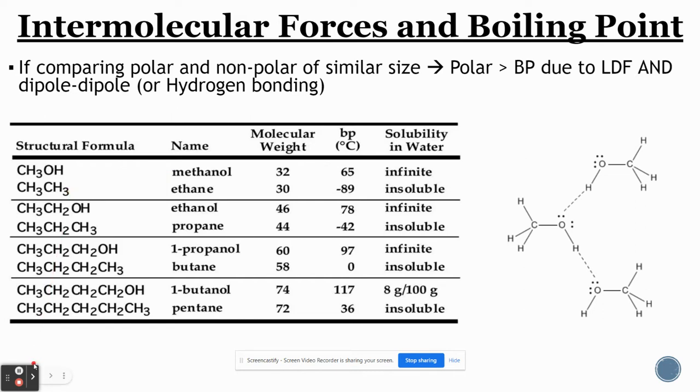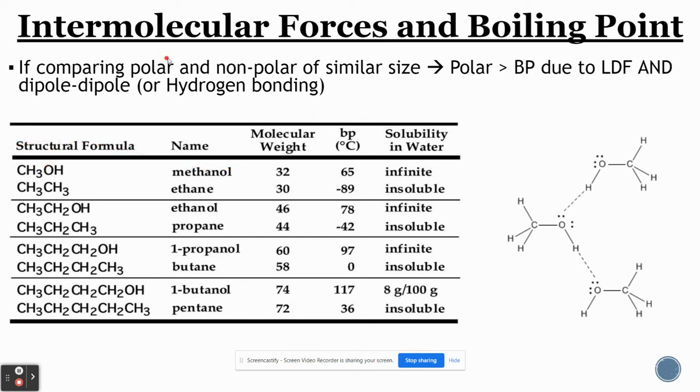Now, let's do a more decent comparison to see the power of dipole-dipole and hydrogen bonding. So here I have pentane, only CHs, so non-polar, only LDF. Look at its size, 72. Look at its boiling point, 36. Compare that to methanol. Methanol is basically less than half the weight, 32 versus 72 for pentane. But methanol still has a higher boiling point. So even though pentane might have more LDF, methanol has hydrogen bonding, which is stronger than all the LDF pentane has. That's why methanol still has a higher boiling point, because of the extra hydrogen bonding.